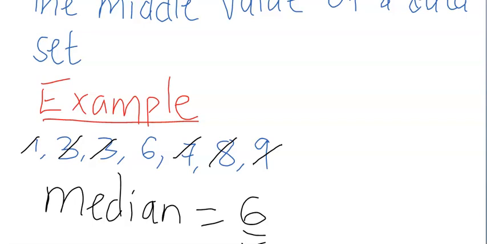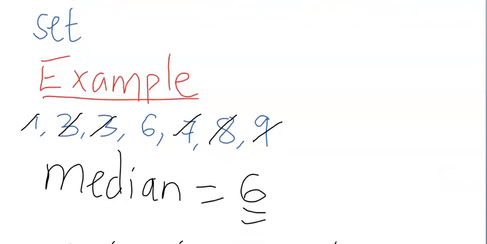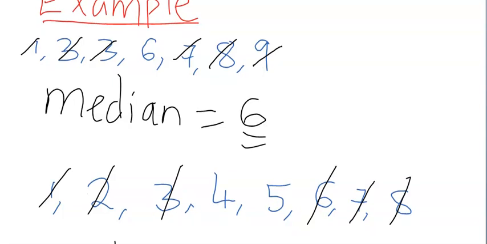In this case, we have these values going to cancel out: 1 with 9, 3 with 8, another 3 with 7, and the remaining value in our data set is 6, and that is what will become our median in this case.